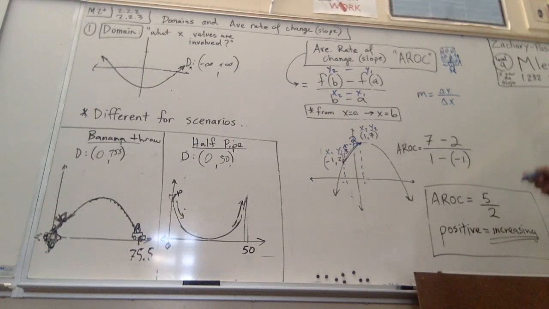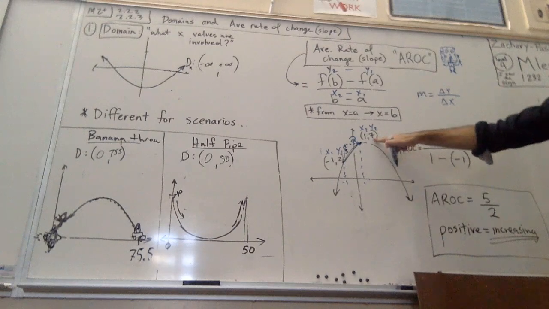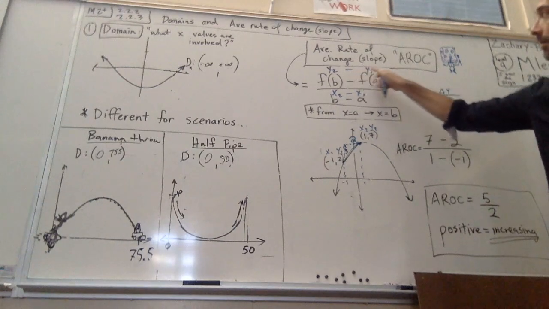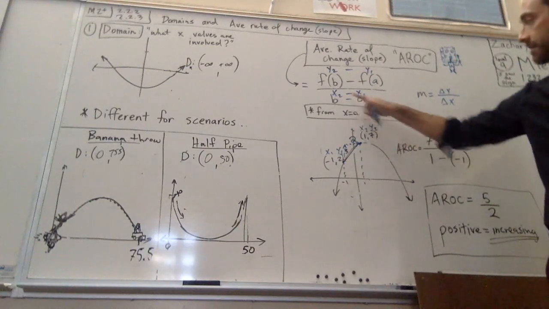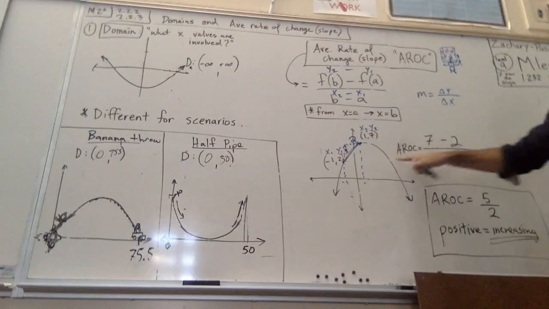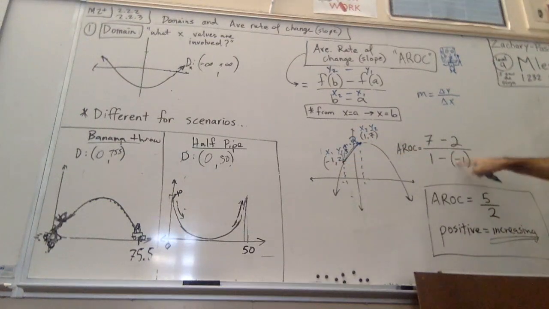Okay. So let's look and see what we did. We put in y sub 2, 7, minus y sub 1, 2. Then we put in x sub 2, boom, minus x sub 1. I had to put the parentheses there to make sure I don't lose that information.